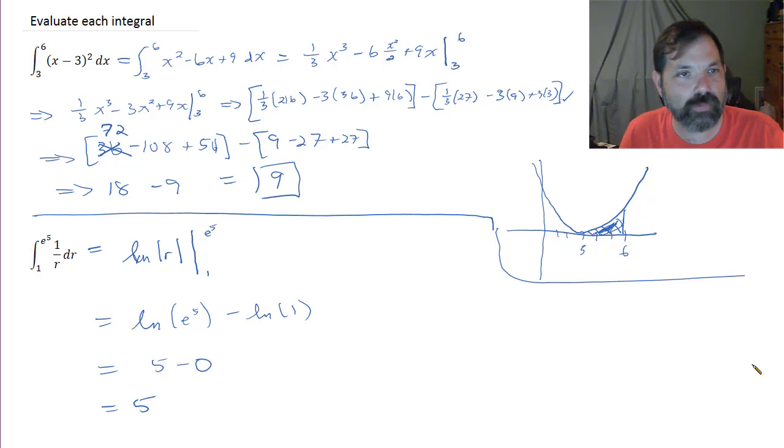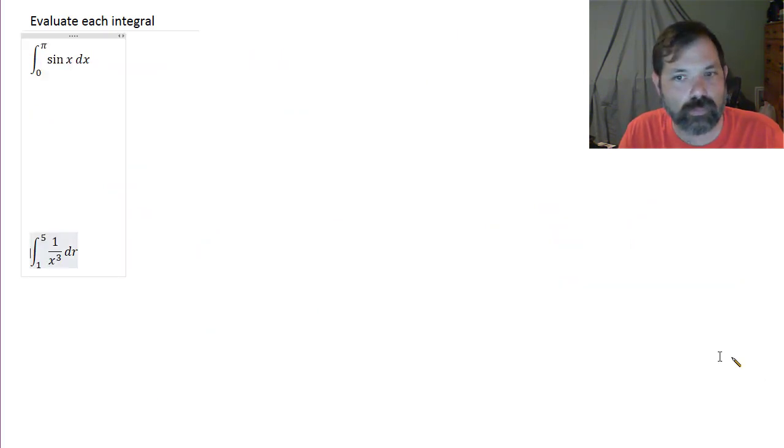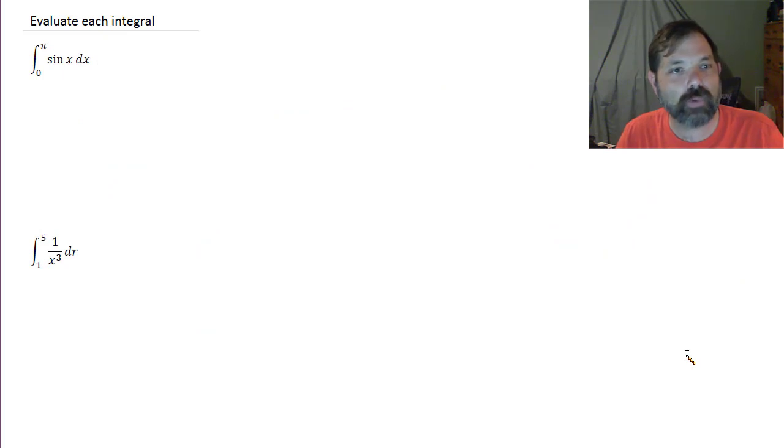All right, so there's a couple of examples of how we evaluate integrals using the fundamental theorem of calculus, part 2. Here's a couple. I'd like for you to try these on your own. So now would be a great time to pause.